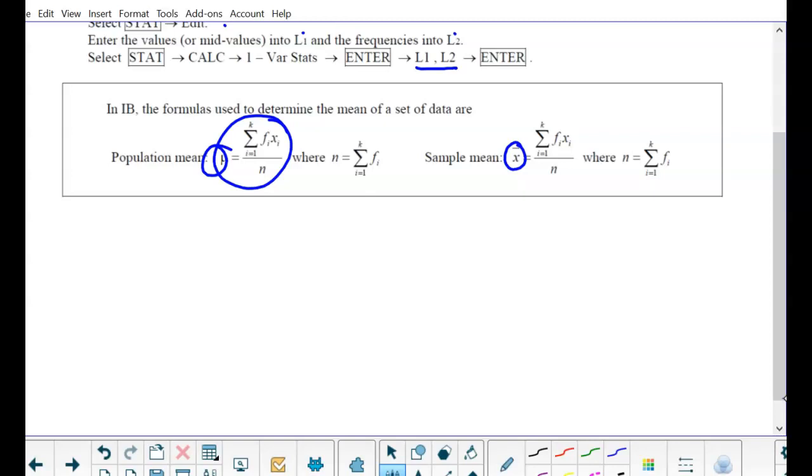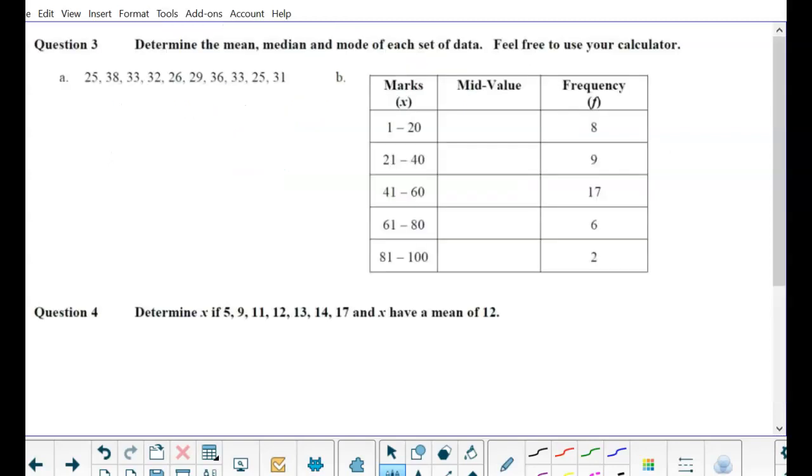Next one I'm going to leave for you to do on your own because, again, this one's pretty easy. That's like junior high, right? Mid value here, so remember, add them together and divide by 2, so that'll be 10.5, 30.5, 50.5, 70.5, 90.5. So that's my hint on that one. I'm going to leave that for you to do.